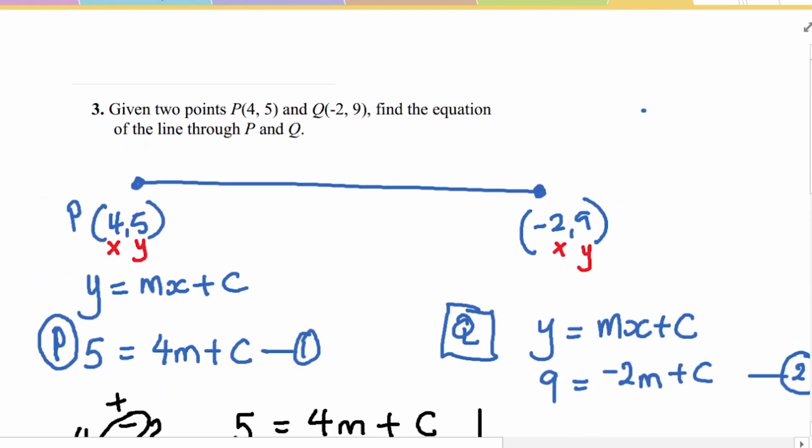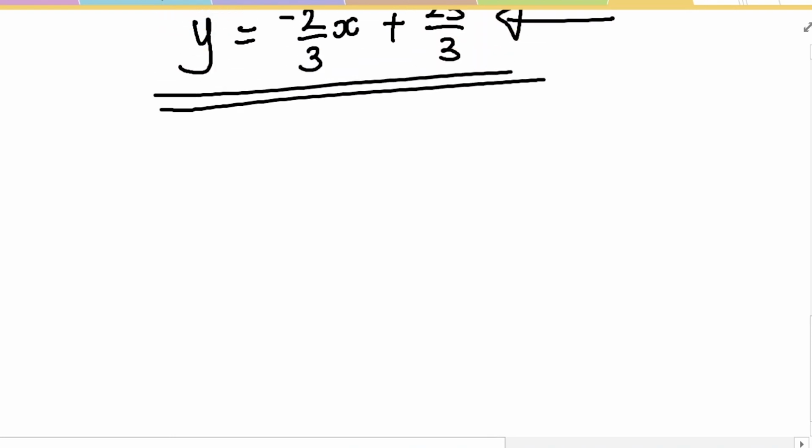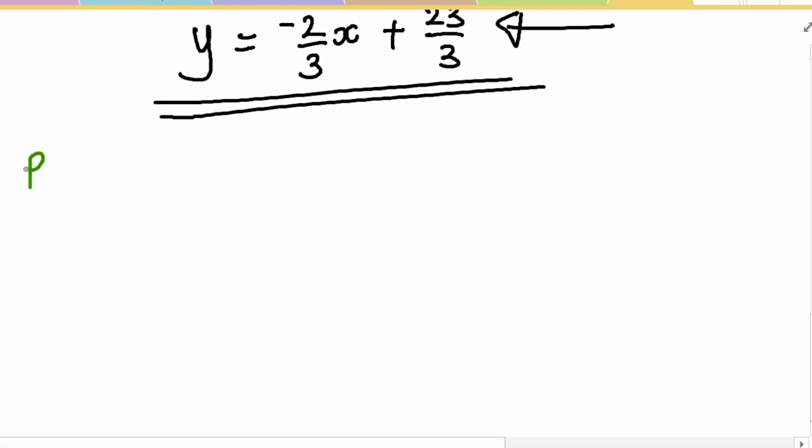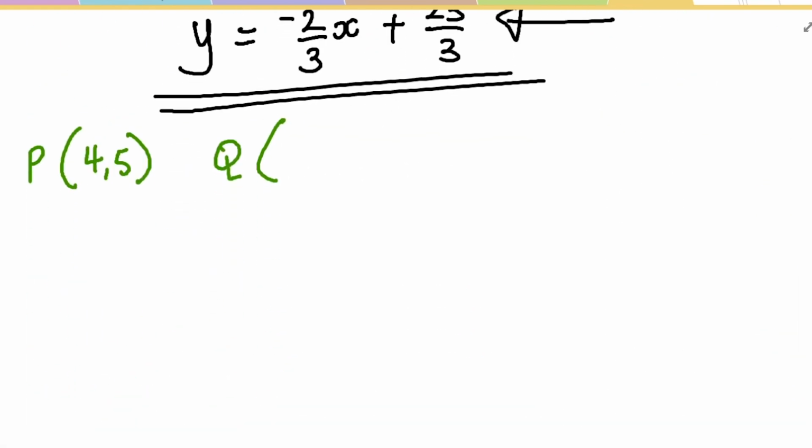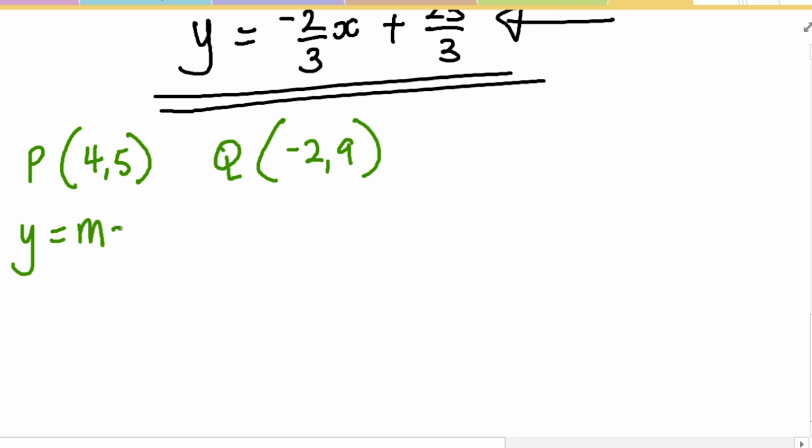We've answered that question. But let me try doing this question using a different approach. Maybe this approach is a shorter one. We want an equation of the line going through P, which is 4,5, and point Q. If P is 4,5, then Q is negative 2,9. We want to find the equation going through those, and we know that y is equal to mx plus c.